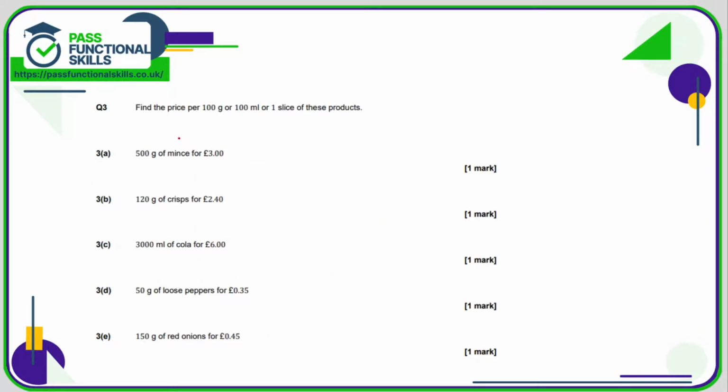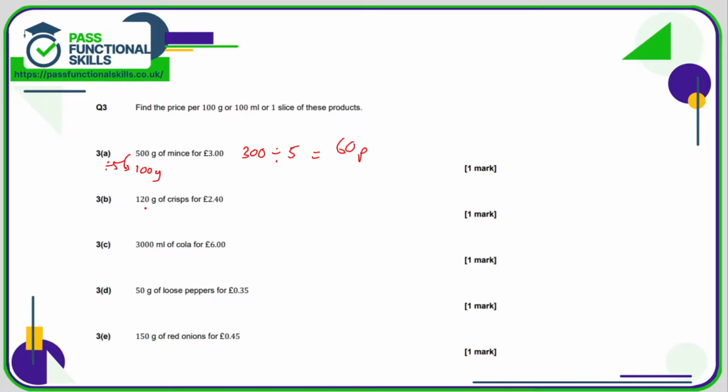Question number 3, we need to find the price per 100 grams or 100 millilitres or per slice. So 500 grams of mince cost £3, so 100 grams, that is 5 times less, so it's going to cost 5 times less as well, so £3 divided by 5, and that comes to 60 pence. B is a bit more challenging. A was easier because 500 is a multiple of 100.